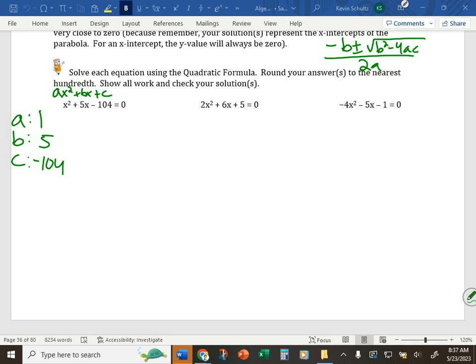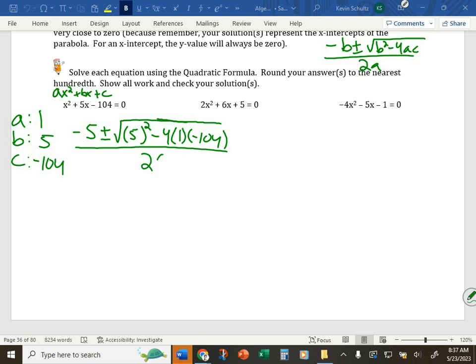Okay. So in our formula, negative b is going to become negative 5 plus or minus the square root of b, or 5, squared, minus 4 times our a, which is 1, times our c, which is, I never make this line long enough. You'd think I'd learn after 16 years. Times negative 104, all divided by 2 times a, or 2 times 1.